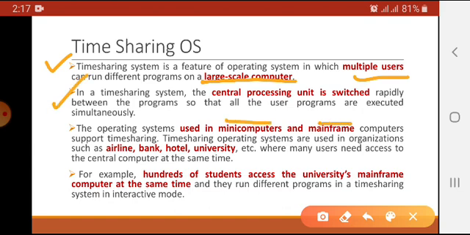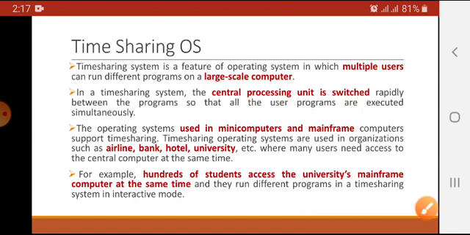In time sharing operating systems, the CPU is switched rapidly between the programs so that all the user programs are executed simultaneously. It means that a single CPU is shared among the different processes that are executed by the different users.